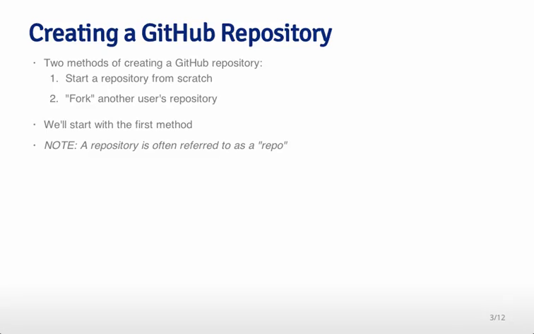So there's a couple of different ways of creating a GitHub repository. One is you can start a repository from scratch, that's creating your own repo. Another is you can fork another user's repository. We'll start off with the first method, which is creating your own repo from scratch, and then we'll talk a little bit about how you can fork or get information from another user and start working on their project. A key point to keep in mind is that when people talk about repositories, they often use the word repo.